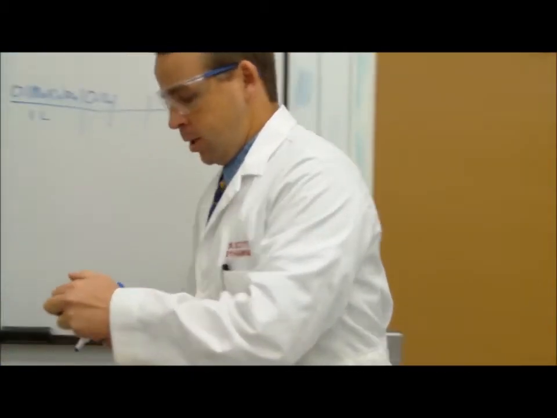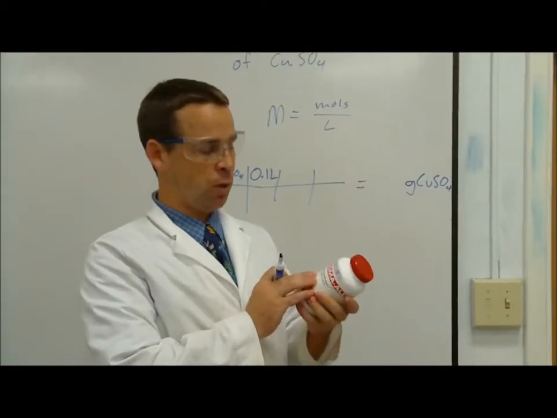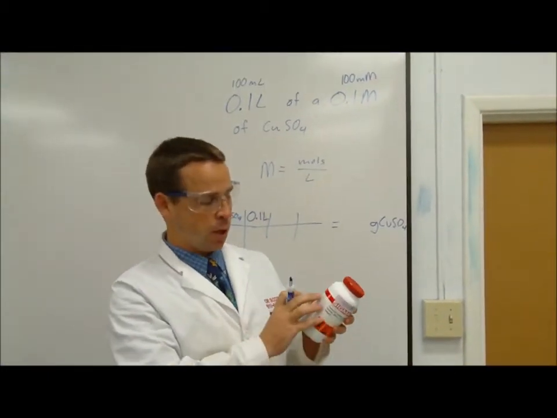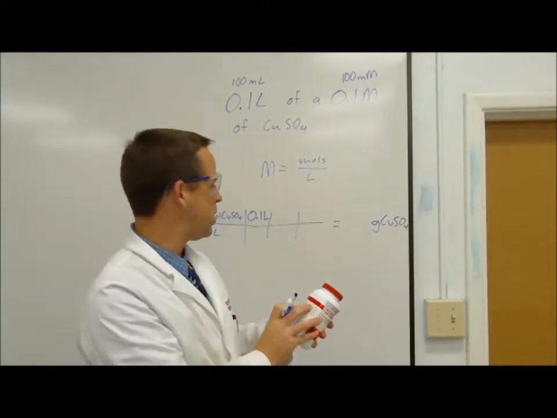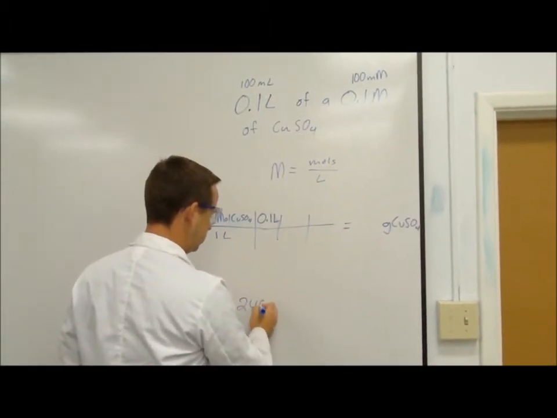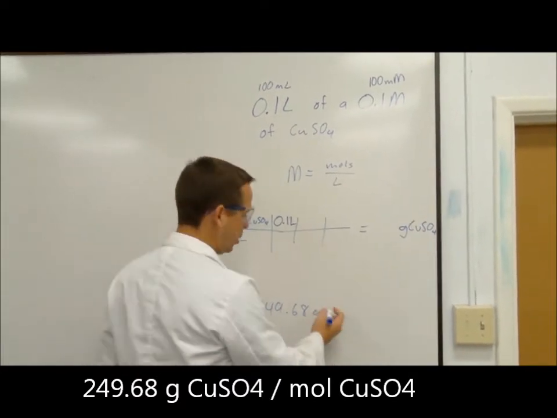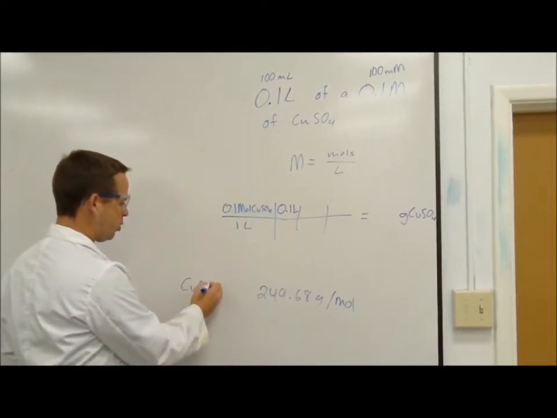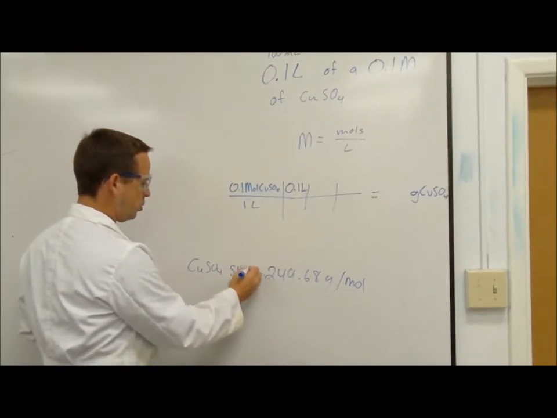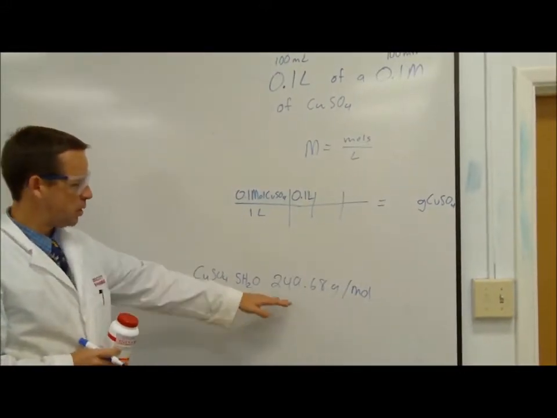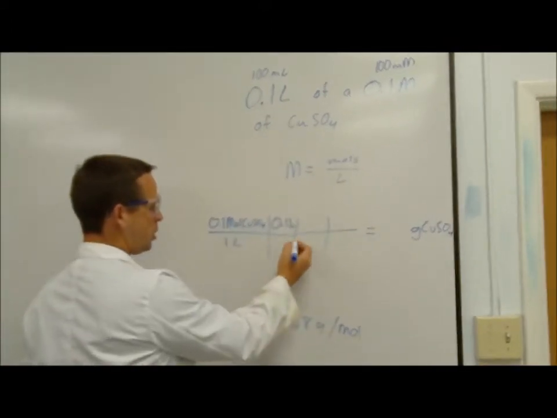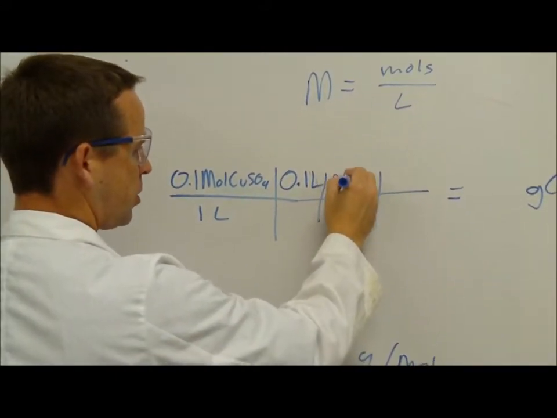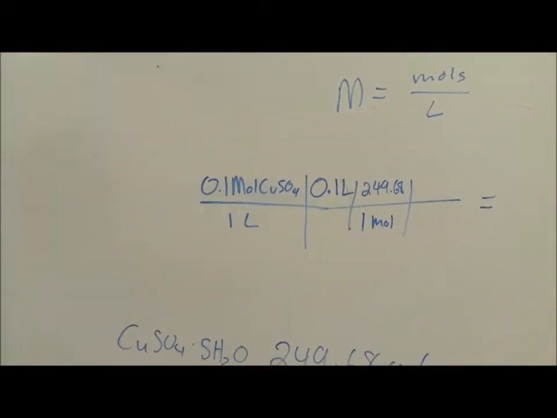I have my copper sulfate bottle here. This is a hydrate, so I could use the periodic table to determine the mass of the copper sulfate pentahydrate, or I could just look on the bottle here: 249.68. And that's how many grams are in 1 mole of CuSO4·5H2O. Correct? That's my copper sulfate pentahydrate, and that's how many grams there are per mole. So I'm going to say that 1 mole of the copper sulfate pentahydrate is 249.68 grams.